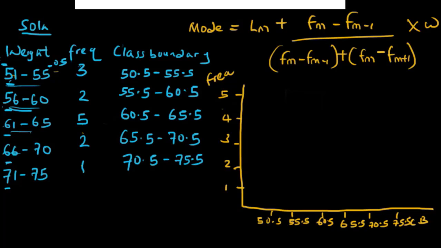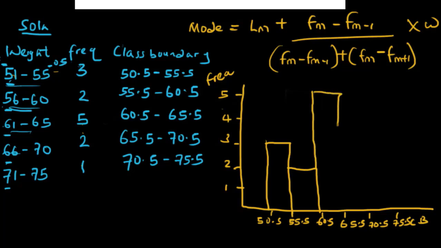So we can say that the first one is 3. Frequency is 3, so we have, sorry, this is just something rough. Then the next one, the frequency is 2. The next one, frequency is 5, so we have 5. The next, the frequency is 2, so I've got 2. And then the last, the frequency is 1, so we've got 1.